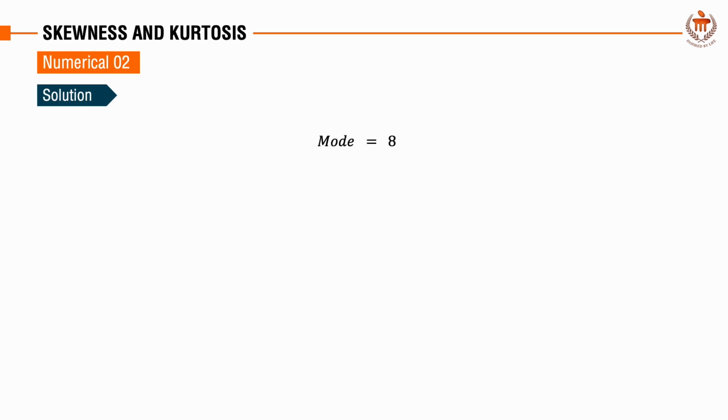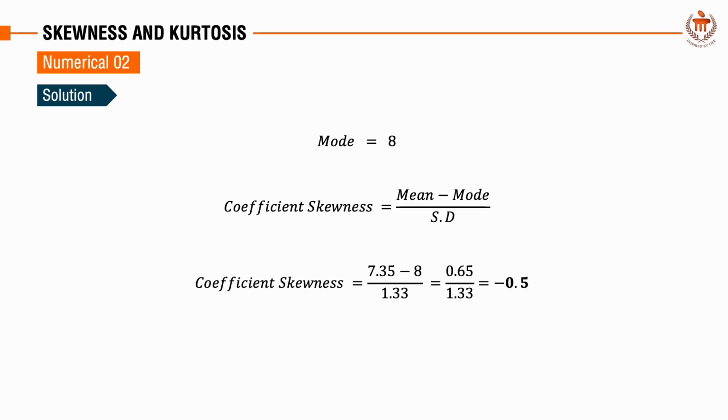From the data, we know that the mode is 8 because 8 has the maximum frequency. So we got the mode as 8. We got the mean and we got the standard deviation. Mean is 7.35, the standard deviation is 1.33. So we can apply everything in the formula to get the coefficient of skewness. Because 8 is greater than 7.35, my coefficient of skewness will be negative, about minus 0.5.